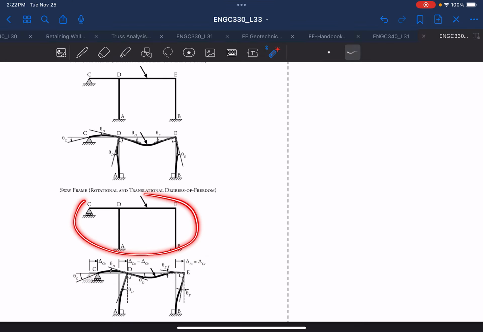So this frame has 4 degrees of freedom, which are delta C, theta C, theta D, theta E, and the delta that you can call delta CX. And you can see that these are the same. So basically there will only be 4 variables in your slope deflection. So that's how you calculate the degree of freedom.